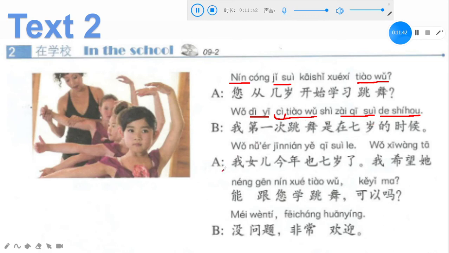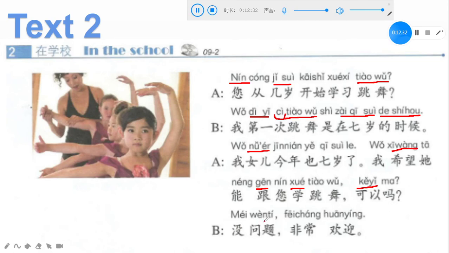Okay, next sentence. A. 我女儿今年也7岁了。Okay, 女儿, daughter. 今年, this year. 也7岁了. So my daughter this year is also 7 years old. 我希望她能跟您学跳舞，可以吗？Okay, 希望, hope or wish. 她能跟您学跳舞. She can 跟您, 跟 means together, 您 you, so together with you. 学跳舞, 学 is the same as 学习, so learn how to dance or learn to dance. 可以吗, can she? 可以 means can, 吗 question mark, so can she?